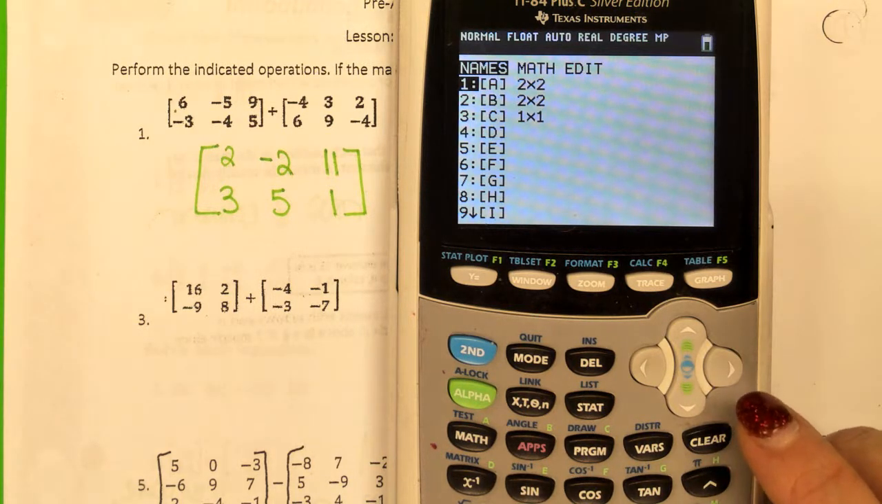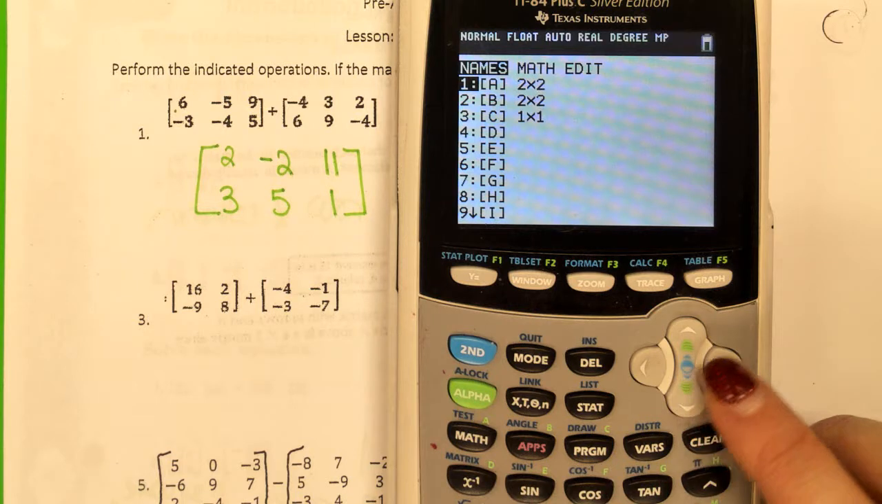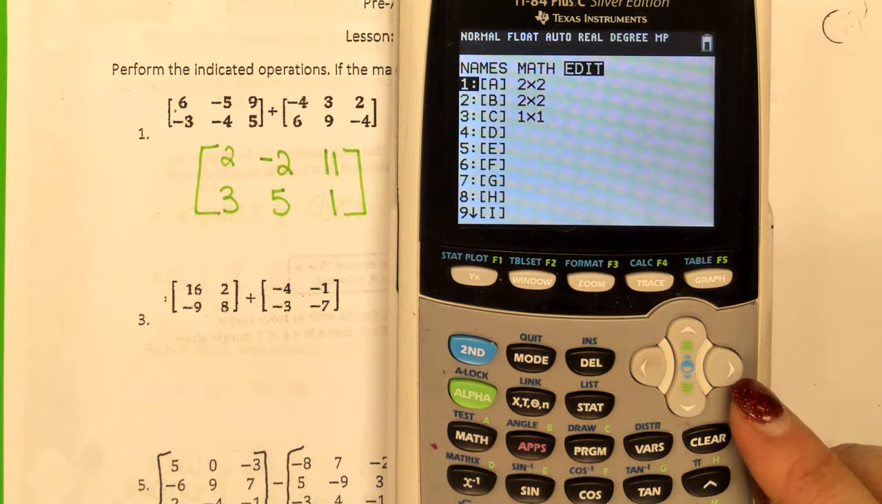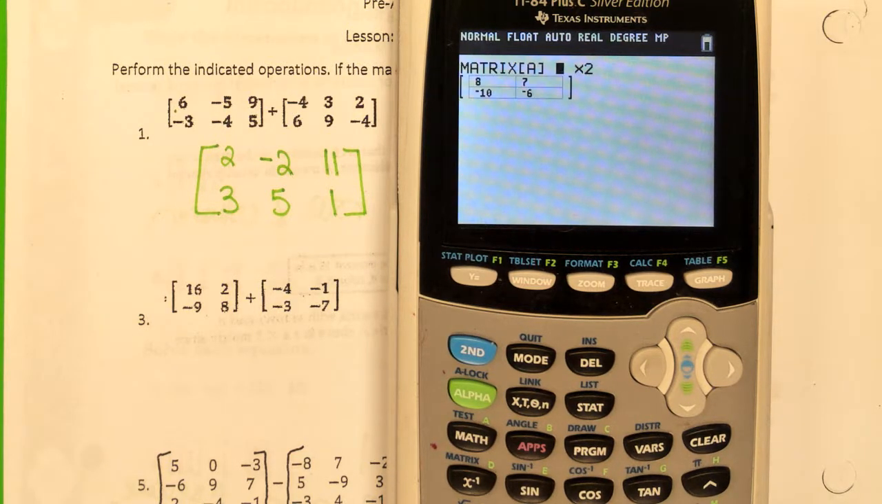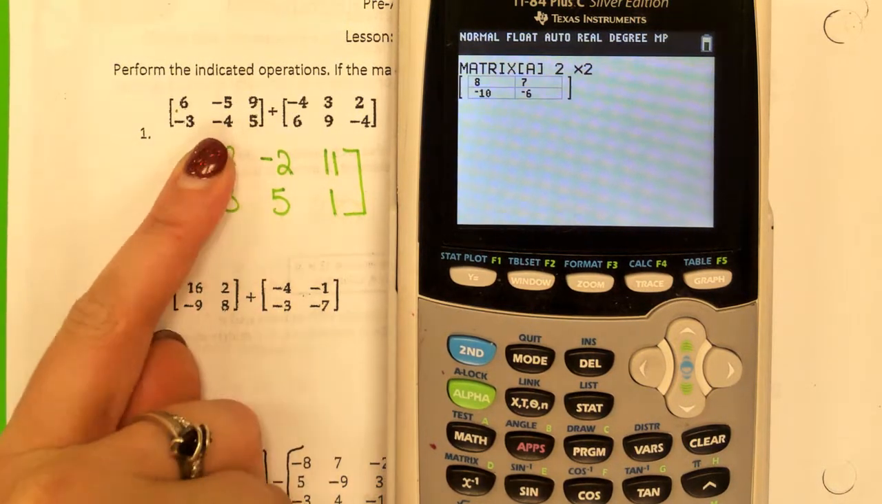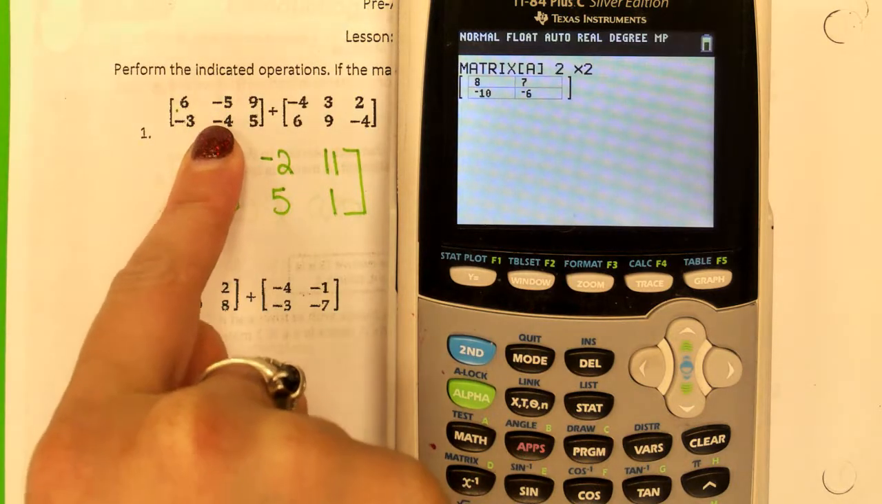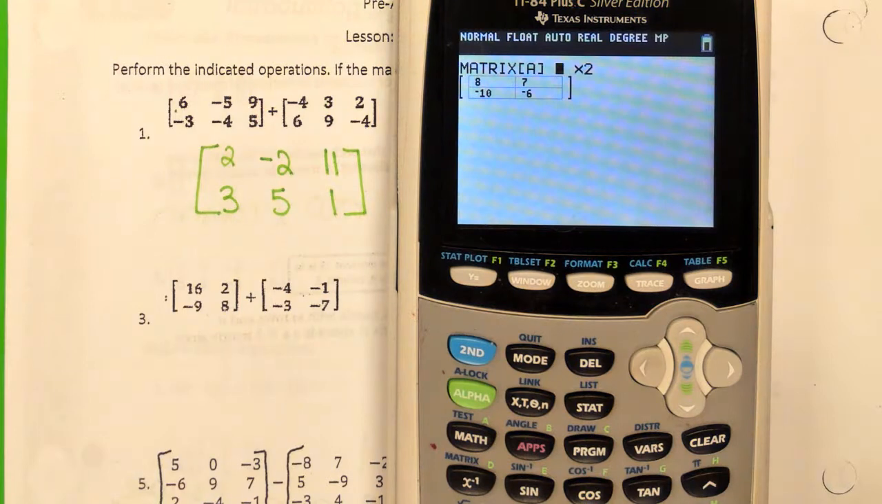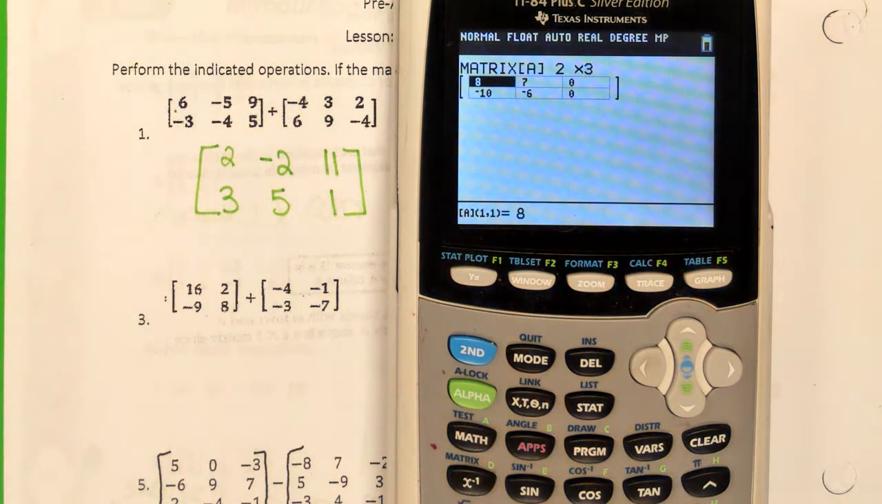All right, so you're going to go over to edit, and you're going to tell your calculator we need to edit. And we're going to hit enter on the first one, and you have to know the dimensions. What are the dimensions of this first matrix? There you go, 2 by 3. 2 enter, 3 enter.